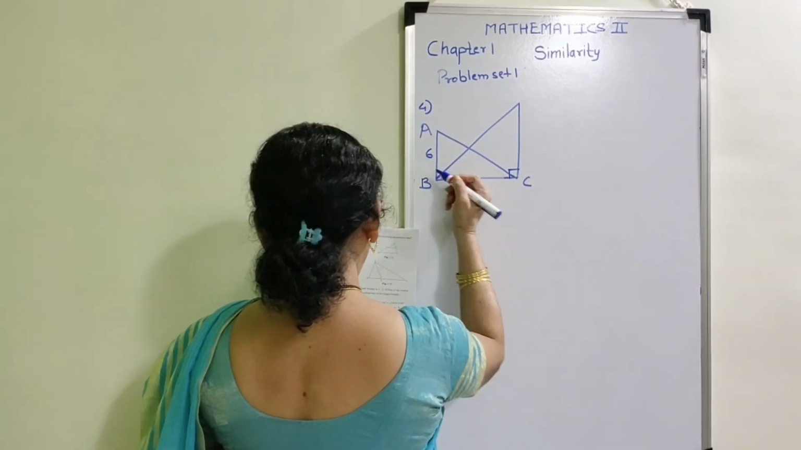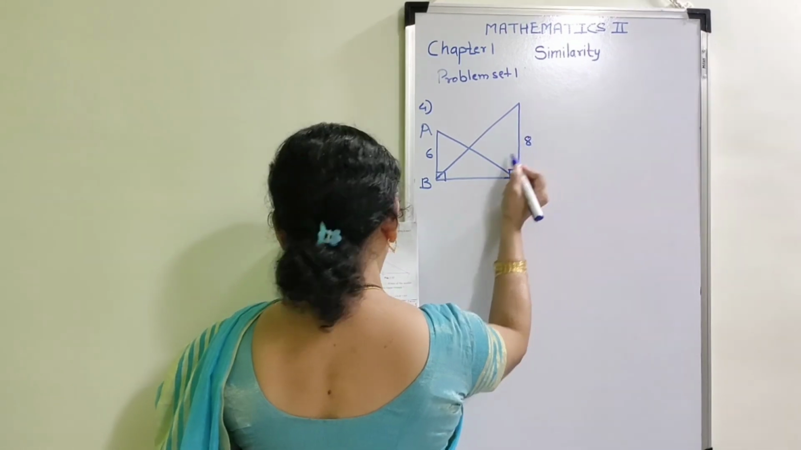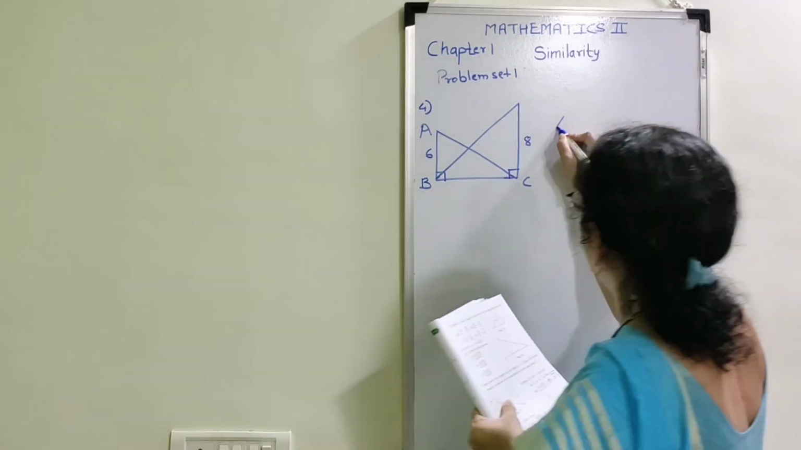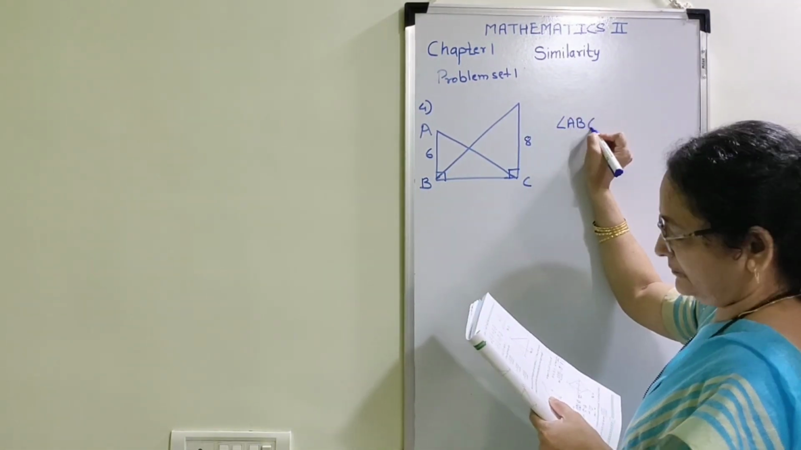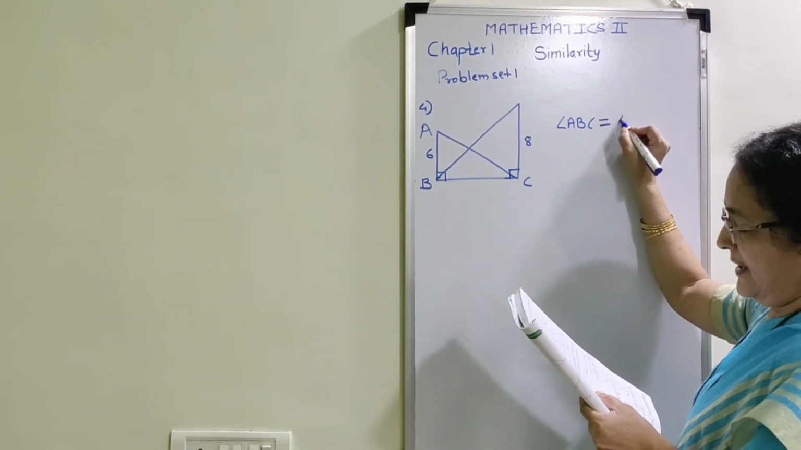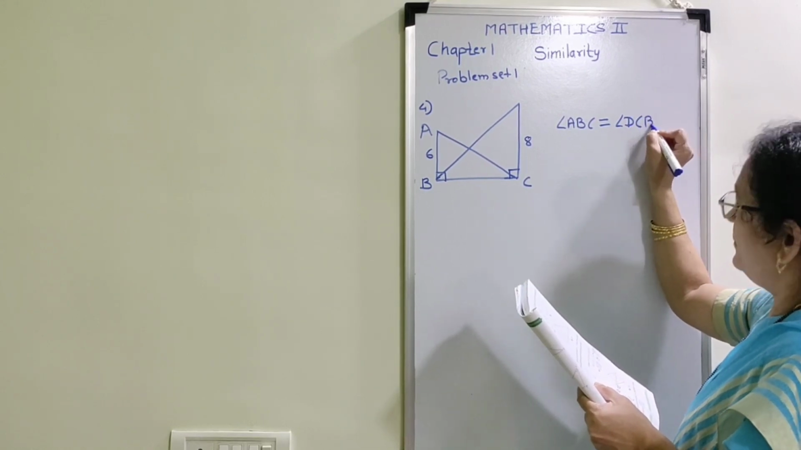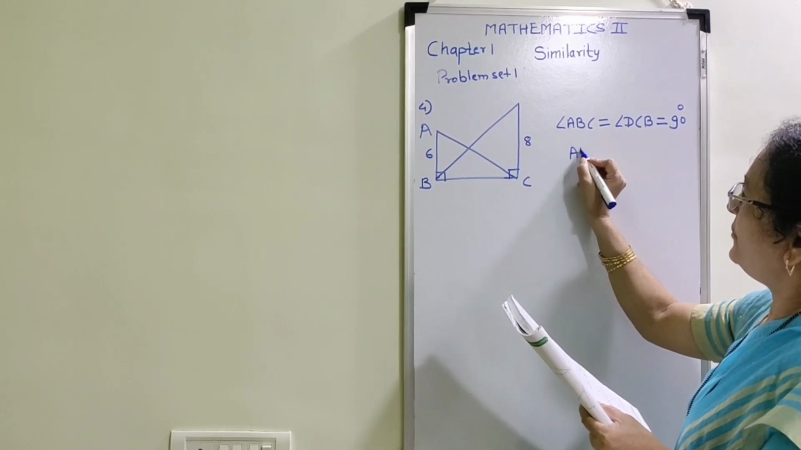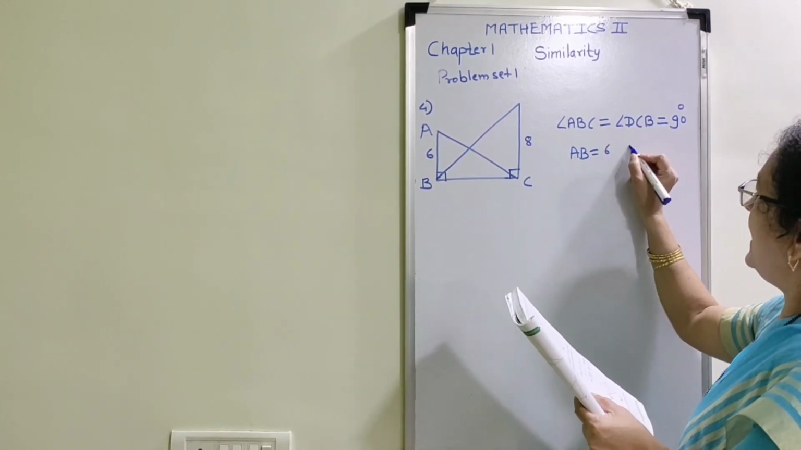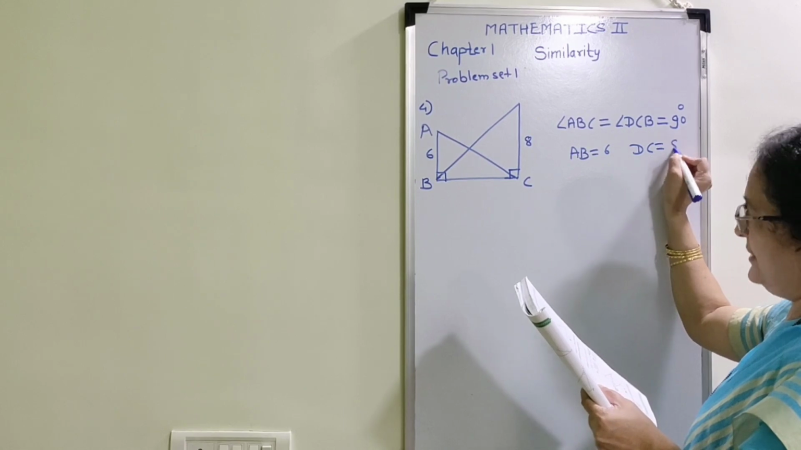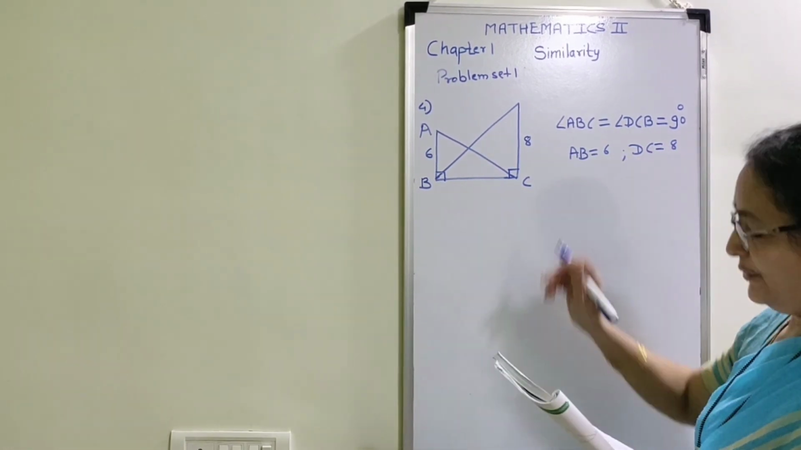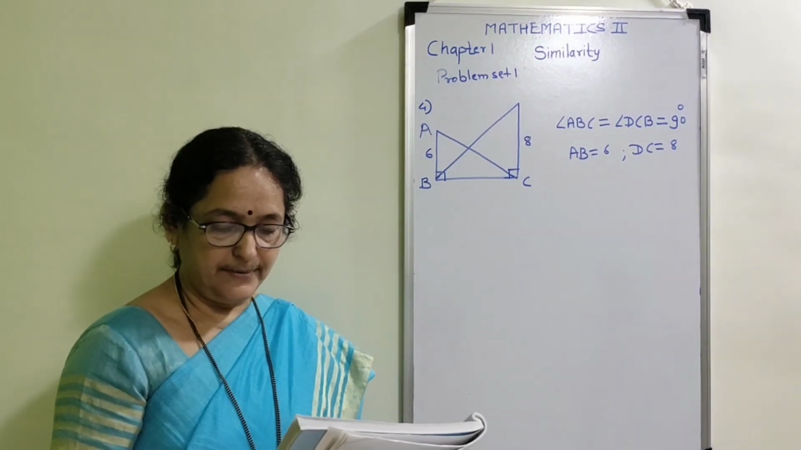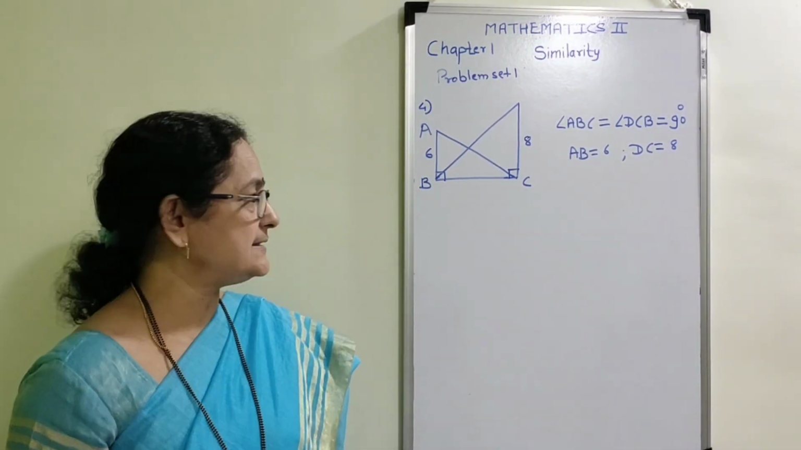Here length of AB is 6 and length of DC is 8. Now observe the given figure and write the given thing. Angle ABC is equal to angle DCB, which is equal to 90 degree. Here length of AB is equal to 6 and DC is equal to 8. Now you are going to find out the ratio of areas of two triangles. Area of triangle ABC is to area of triangle DCB.